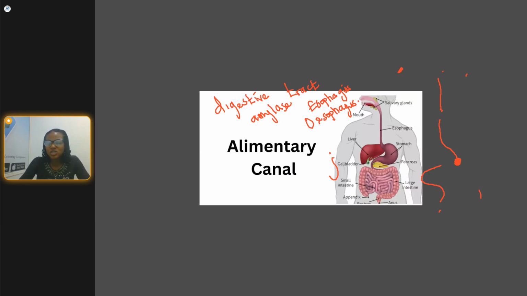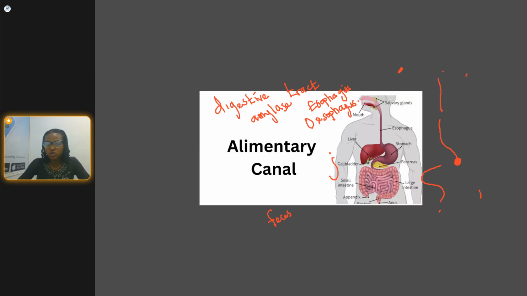So it is large enough to accommodate those wastes that are not needed in your body. And that is where your feces is formed, whereby you pass it out via your anus. Okay, so that is the function of the large intestine.